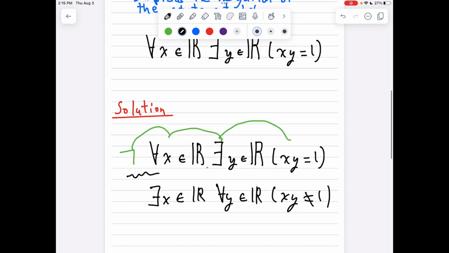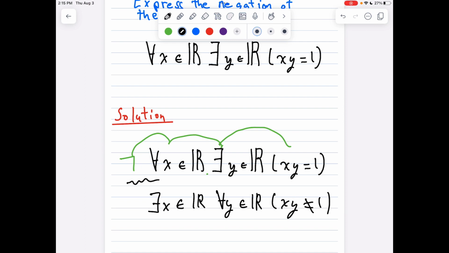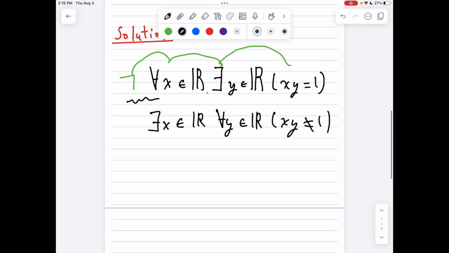Now, if you look at the original statement we had, it said for all real numbers, there exists a real number such that x times y equals 1. That statement is false. If x equals 0, there doesn't exist a number for which 0 times that number equals 1. On the other hand, this statement, which was the negation of the original, would be true, because it says there exists an x in R for which, for all y in the real numbers, xy does not equal 1. Yes, that would be 0. If you let x equal 0, you can multiply 0 by any number and you're not going to get 1. Okay, so that would work out.